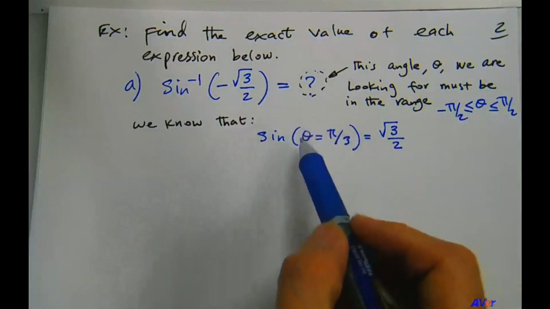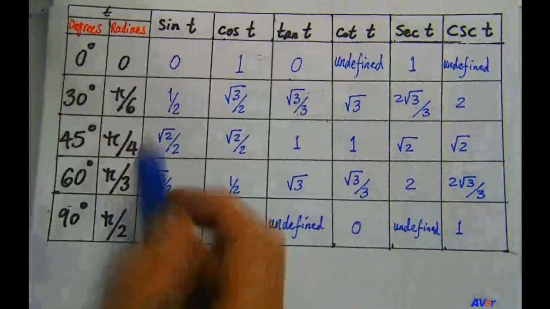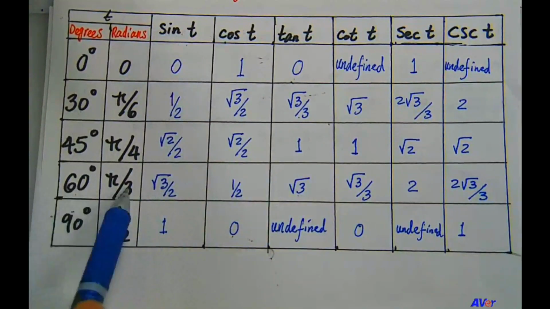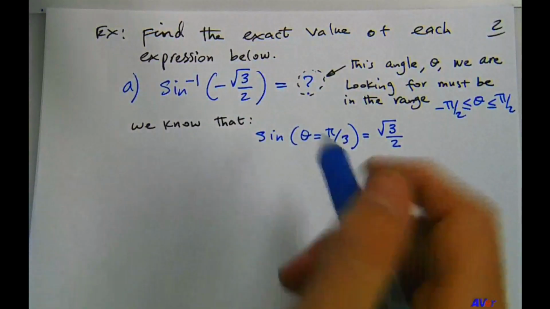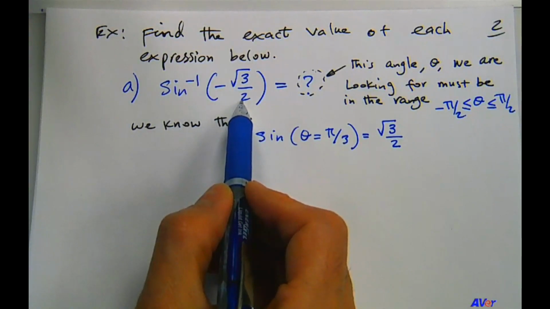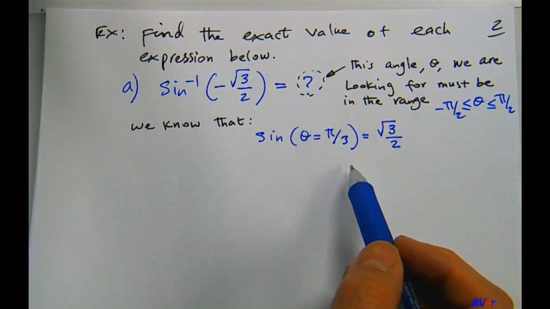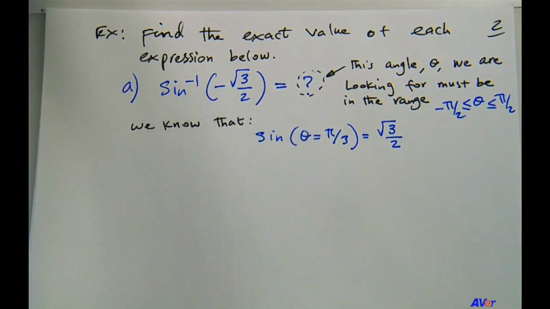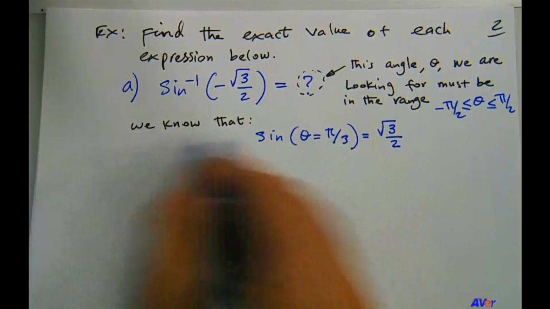Okay, so by the way, since we brought this back, pi over 3 is 60 degrees. Sine of pi over 3 is square root of 3 over 2. Okay, so we know that. But this is not what we have. We have minus square root of 3 over 2. So what would another angle have to be in order for the sine of that angle to be negative square root of 3 over 2? So we know that.